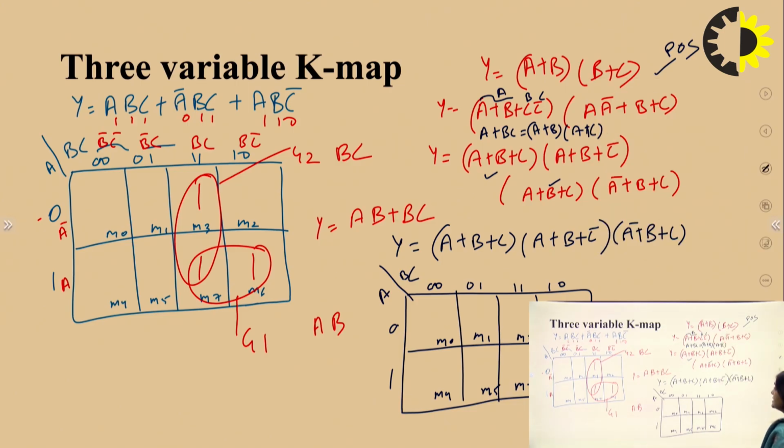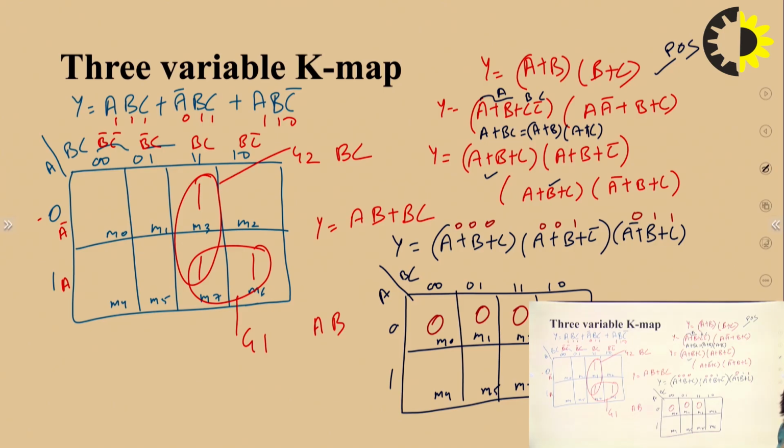So we can see A plus B plus C means 0 0 0. And this is 0 0 1. This is 0 1 1. Now for 0 0 0, this is the case, and for 0 0 1, this is the case. For 0 1 1, this is the case. So we have put all the values here.